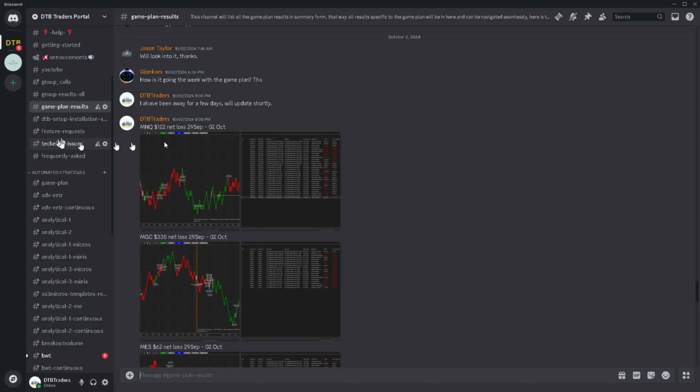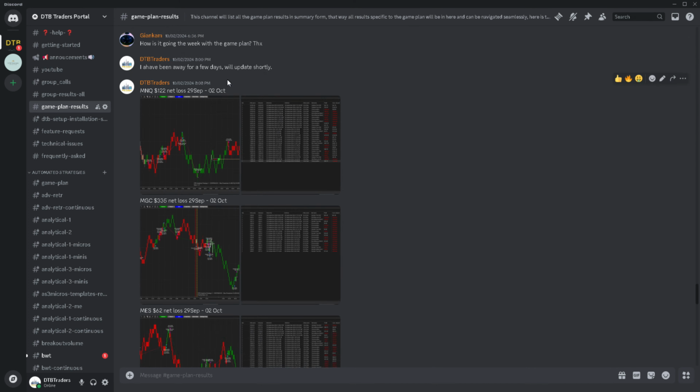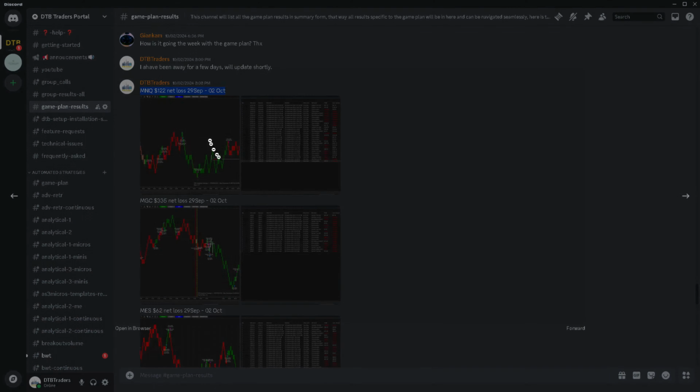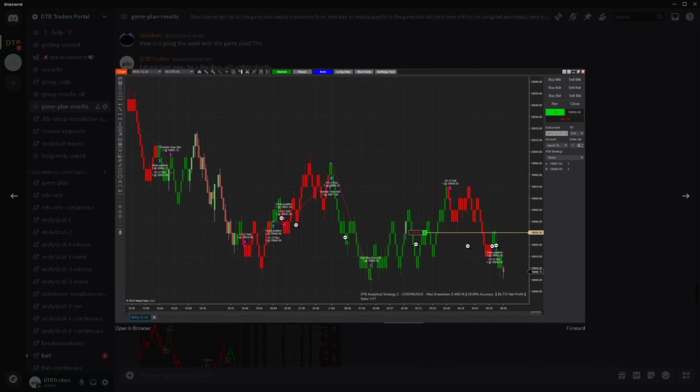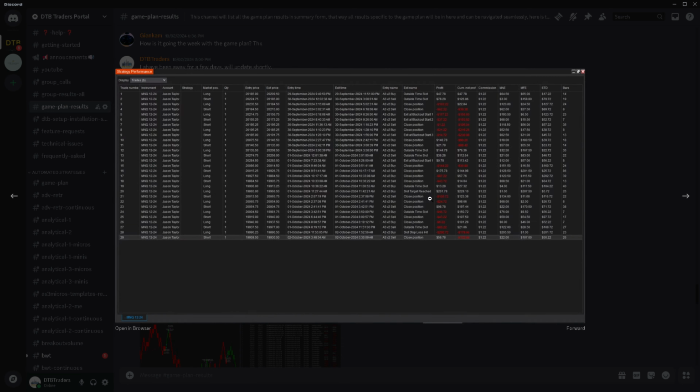Okay, so game plan. I didn't have a good week at all with the game plan. Personally, I let the game plan run, and this is all part of my transparency too. So this is Monday, 122 lost, 29 to the 2nd. This is just showing the trades that had entered on the game plan. As you can see there, we had some winning trades, some losing trades, went up quite high, up to 200 plus, and then back down again. So a few winning trades, few losing trades.